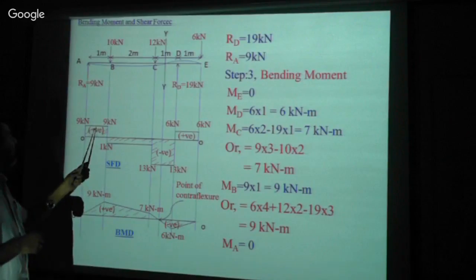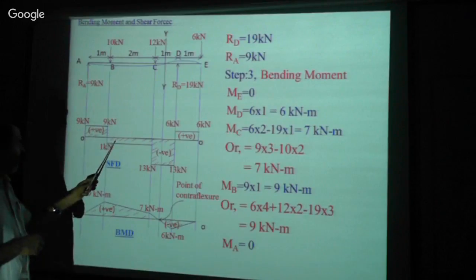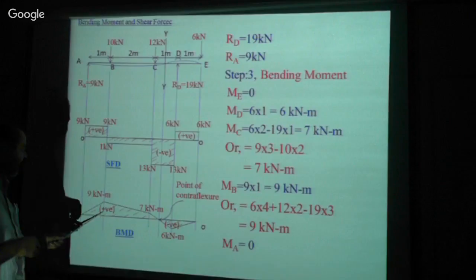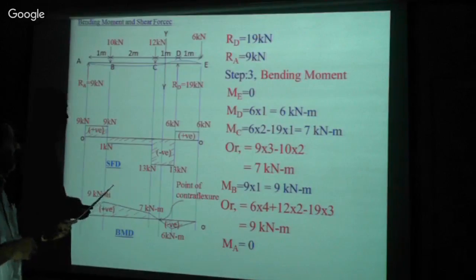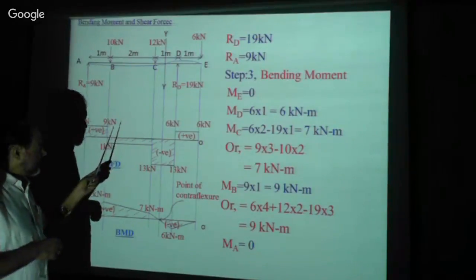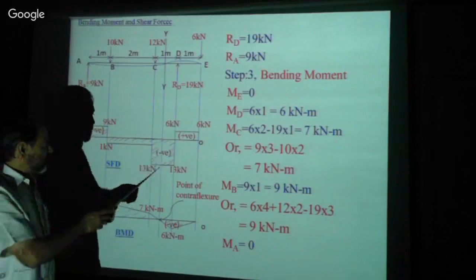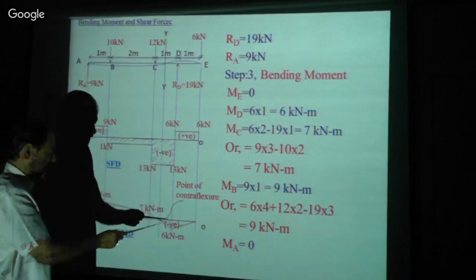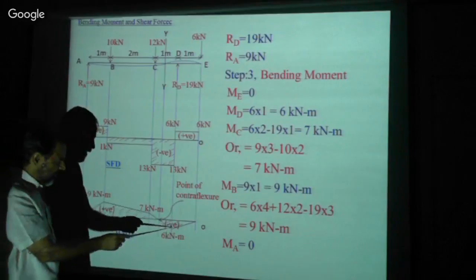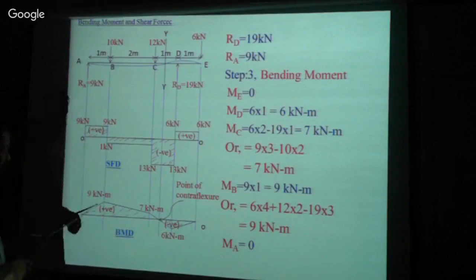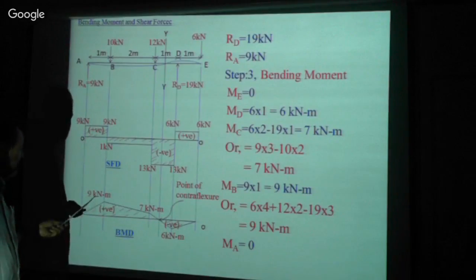See here, the shear force changes its sign from positive to negative, where the bending moment is maximum. And here again, at this point, the shear force changes from negative to positive. There again, the bending moment is maximum at this point. And here also we have to mention that bending moment.